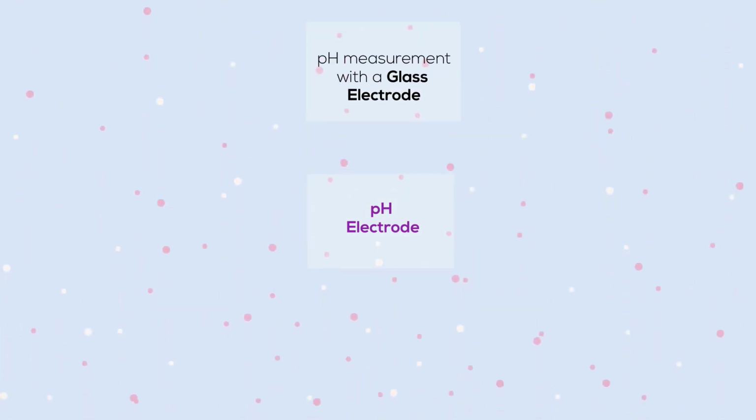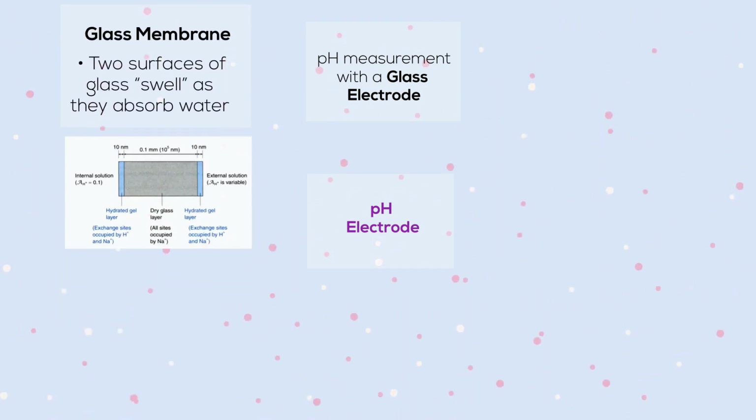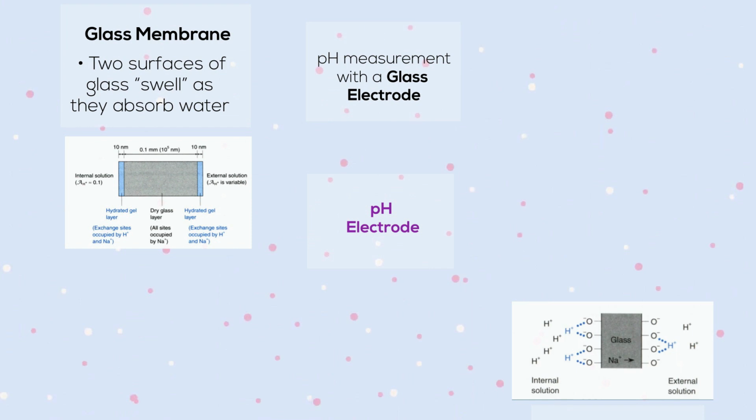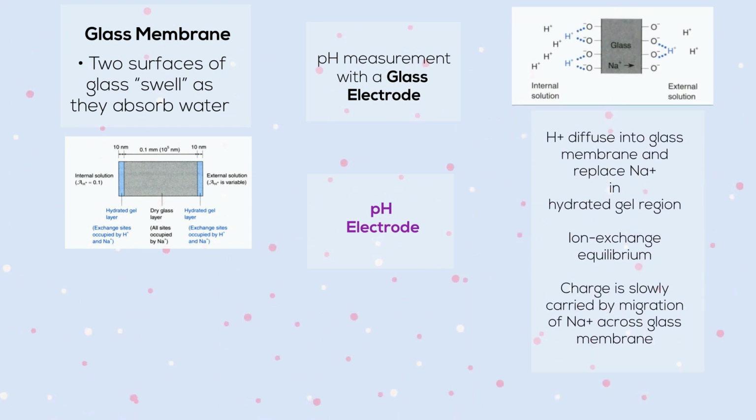The pH measurement involves a glass electrode which selectively binds with hydrogen ions. The membrane consists of two surfaces of glass, and they absorb water. What happens to the glass membranes? Hydrogen ions will diffuse into glass membranes and replace sodium ions in the hydrated gel region.